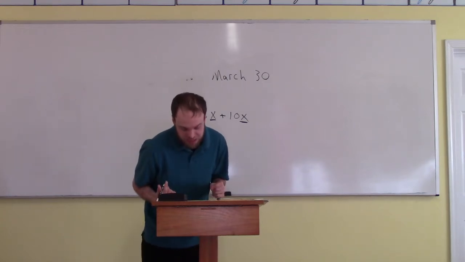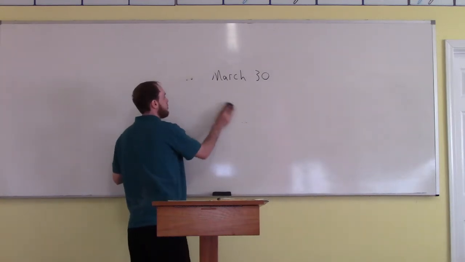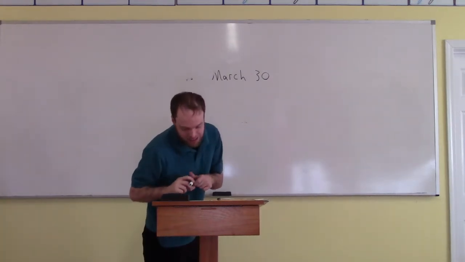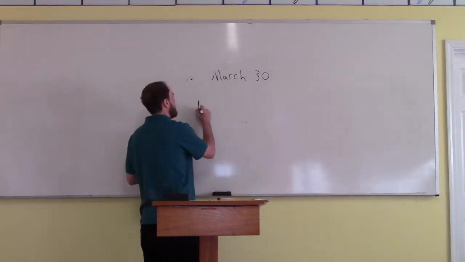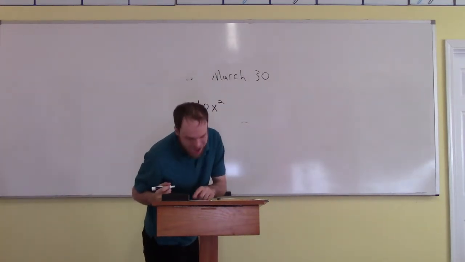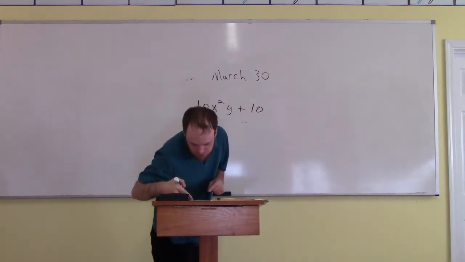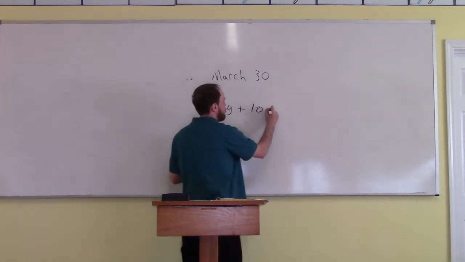And then number 6, be careful with 6, just look at it. Remember, it has to be exactly the same for it to be like. So it has 10x squared y plus 10xy squared.